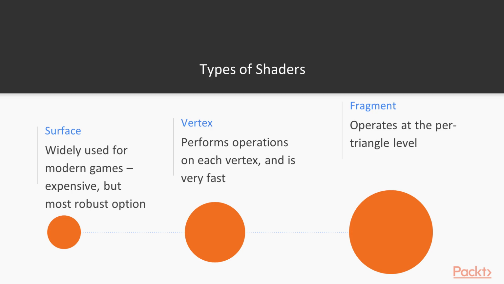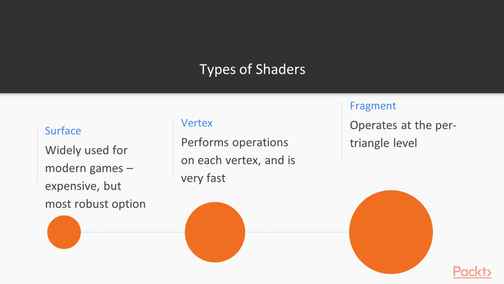There are a few different types of shaders that we want to be aware of. These aren't all, and they may be named something differently depending on what context you're talking about. But when you're talking about Unity shaders, you can generally categorize them into these three buckets. You have pixel shaders, which are widely used for modern games. They tend to be a little bit more expensive, but they're super robust. And the reason they're expensive is because they're going to operate on every single pixel, basically, that has that shader on it.